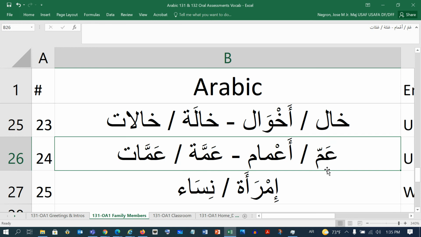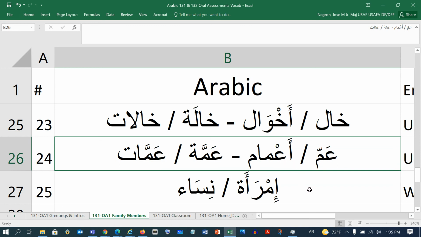What about paternal aunts and uncles? So am with an ein, am. That's a paternal uncle, and a paternal aunt is amma. The plural for am, for a paternal uncle, is a'mam. The plural for paternal aunt, amma, is ammat.